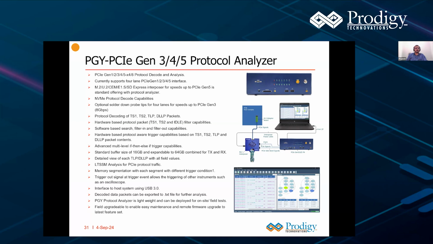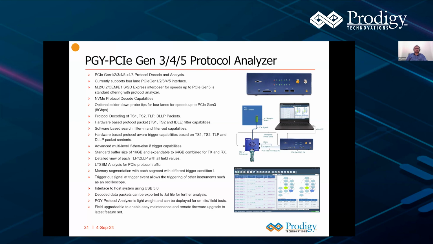So we have a deep buffer, and we give a detailed view of all the TLPs and DLLPs, and it does the LTSSM analysis. We show a detailed substate view of the LTSSM with all the timestamps. There are other features like memory segmentation which are under development. It also supports a trigger out feature, combined with the hardware protocol-aware trigger, where you can get a signal out of the PA to synchronize with other test and measurement equipment if required. We use a USB 3.2 interface, and since we have a deep buffer, we are okay with this kind of interface. And we have a lot of software options.